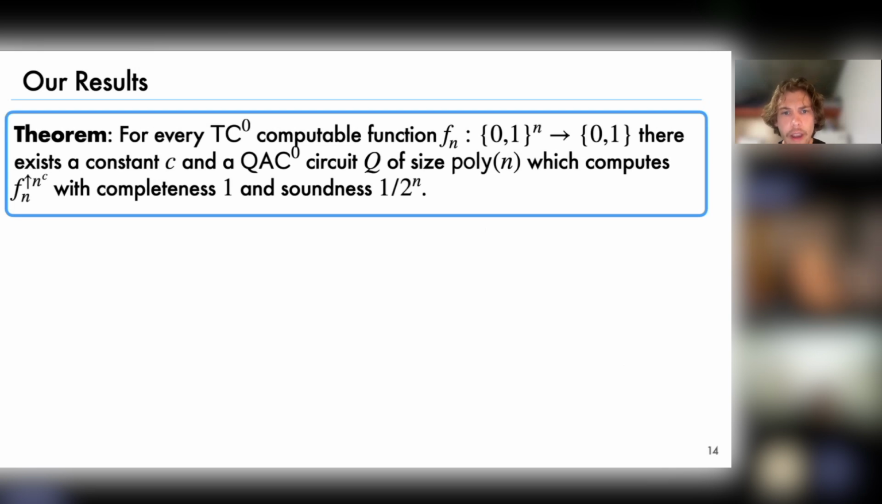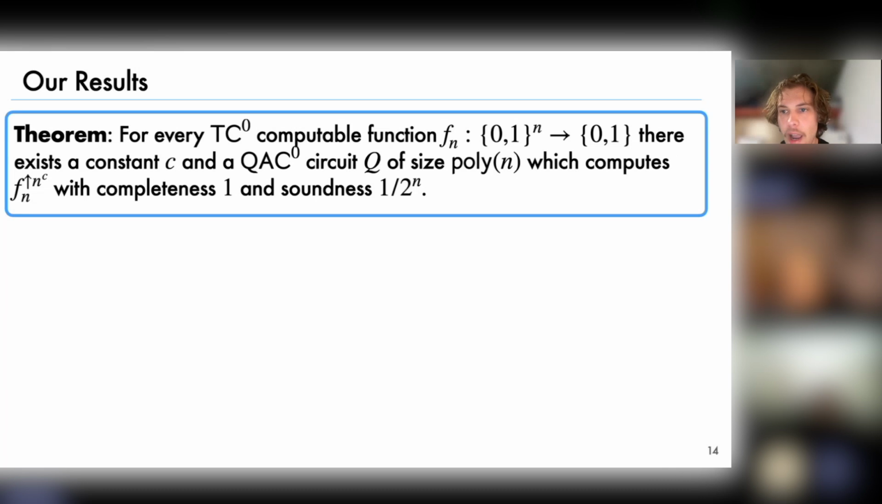And our second result is a bit more technical to state, so bear with me here. What the theorem says is that if f is some TC0 computable function, then there exists a constant c and a QAC0 circuit Q of polynomial size, which computes this function f_n up arrow n^c. And it computes this function with completeness 1 and soundness 1 over 2^n.